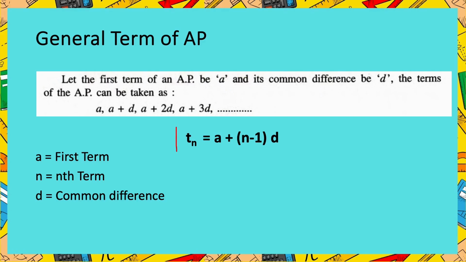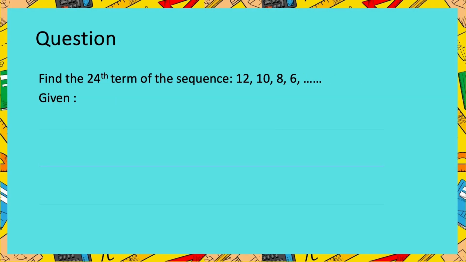The nth term of this particular AP can be written as a plus (n minus 1) into d. Here, a represents the first term, n represents the term number, and d is the common difference. You have to learn this particular formula, and we will be using it in several questions. So do learn it.